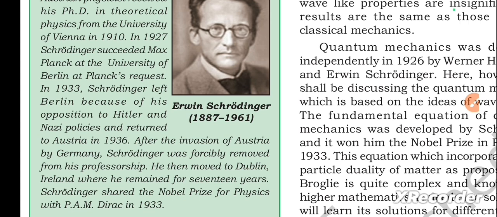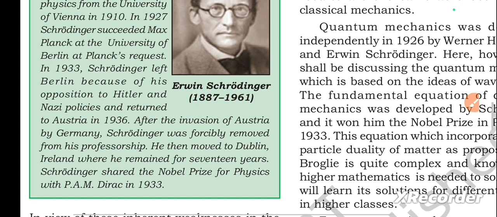In 1933, Schrödinger left Berlin because of his opposition to Hitler and Nazi policies and returned to Austria in 1936. After the invasion of Austria by Germany, Schrödinger was forcibly removed from his professorship. He then moved to Dublin, Ireland, where he remained for 17 years. Schrödinger shared the Nobel Prize for Physics with P.A.M. Dirac in 1933.